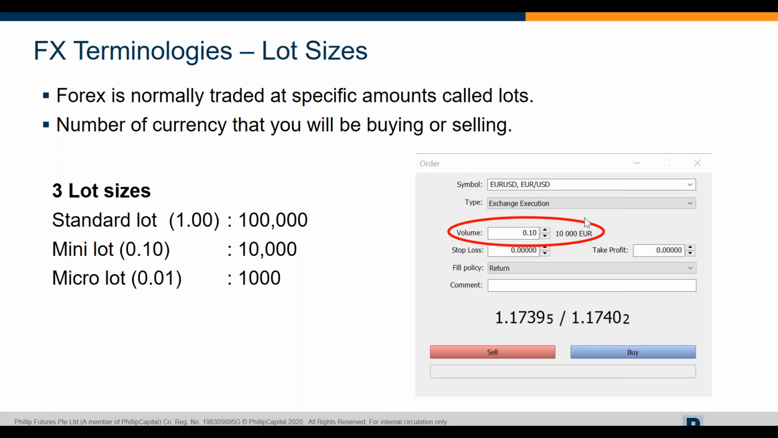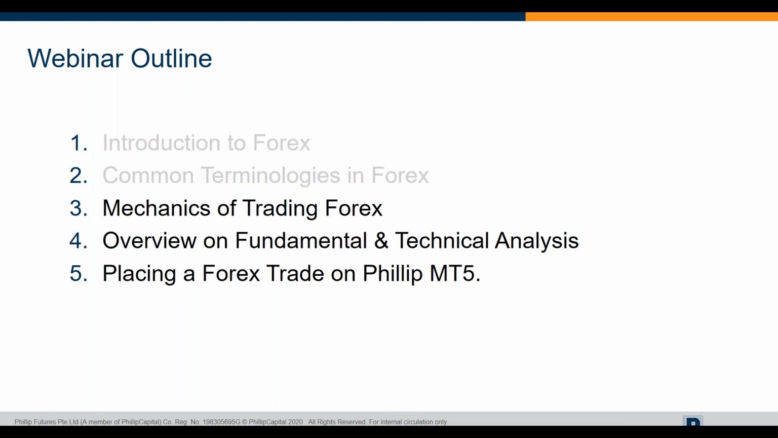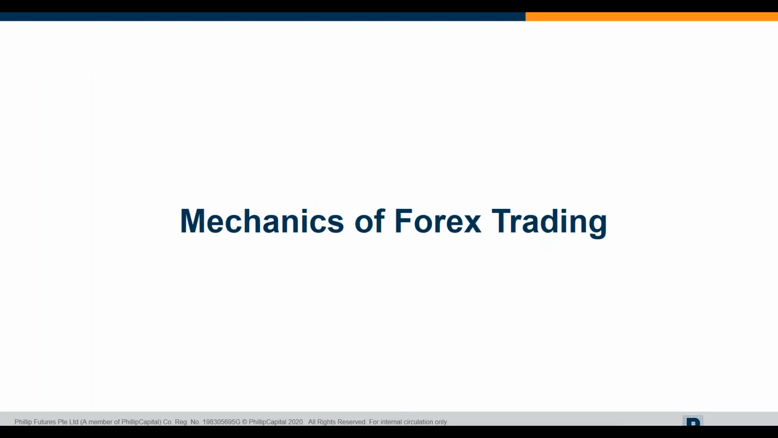So moving on. That is basically some of the common terminologies in Forex that we need to understand before we can proceed further. So what actually goes behind it, like what are the mechanics of trading Forex? We will be covering that in the next segment.